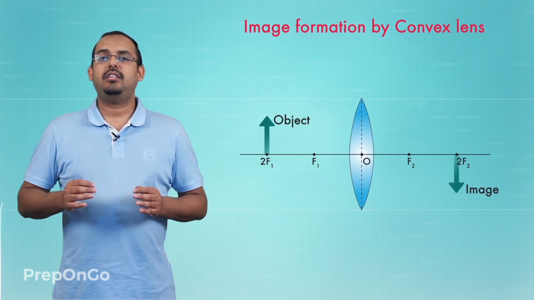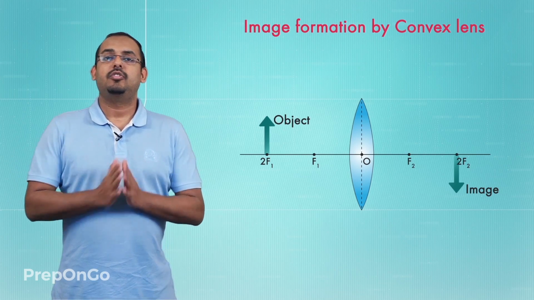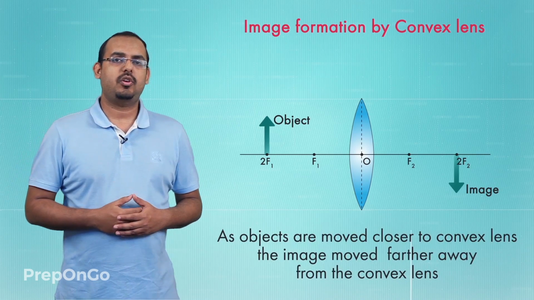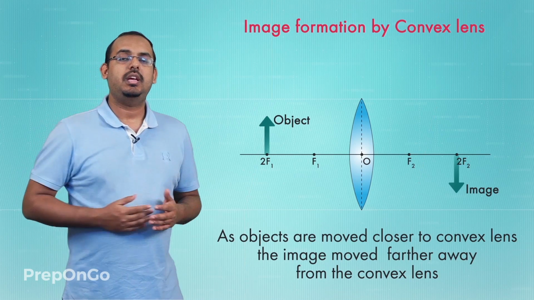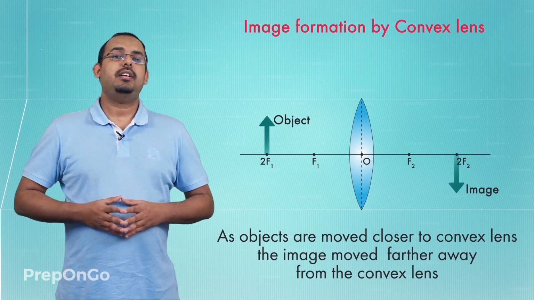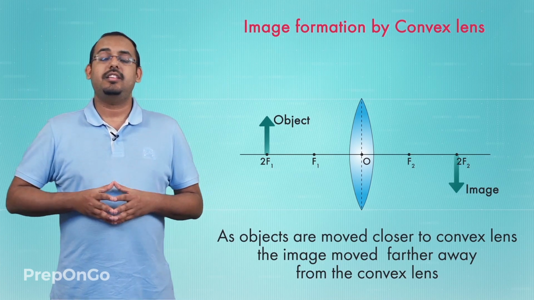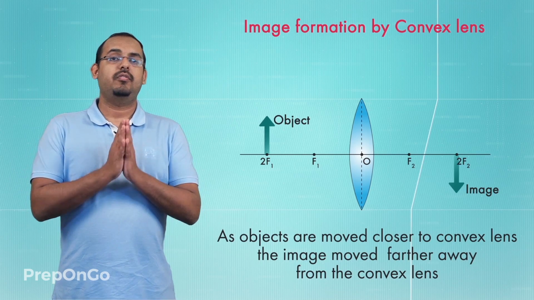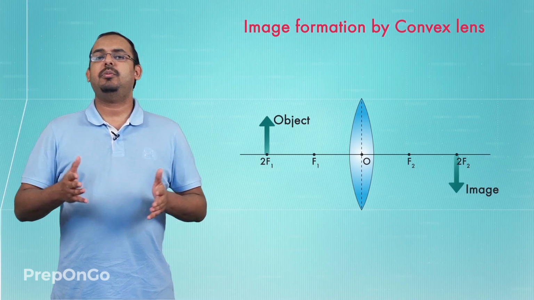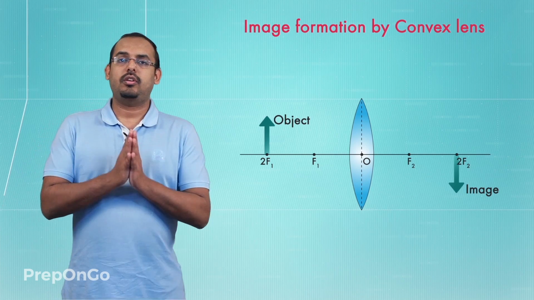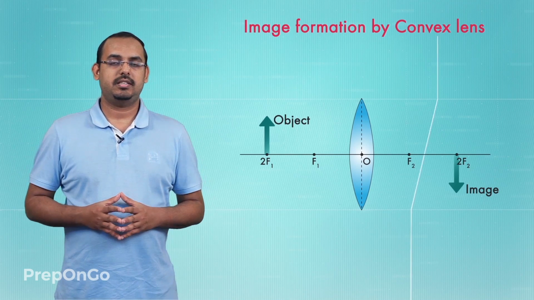So this shows a pattern in the relative position of the image with respect to that of the object. As we move the object closer towards the convex lens, we can observe that the image also moves away from the convex lens. This is a trend, a pattern which is in general true for all the cases of image formation with a convex lens. So as we move the object closer to the convex lens, we will find that the image moves farther away from the convex lens.